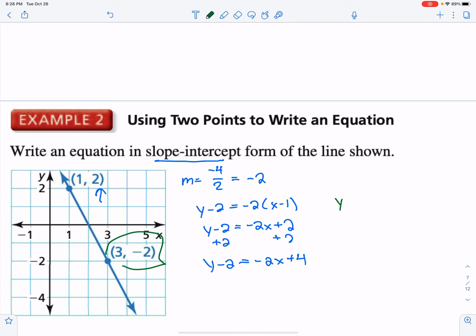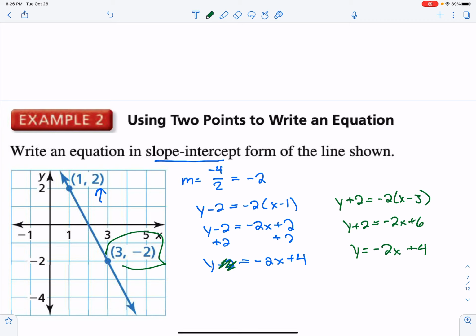I'm going to plug in the other point. So for this one, it would be y plus 2 equals negative 2 times a quantity x minus 3. When I distribute the negative 2, I get y plus 2 equals negative 2x plus 6. And then I subtract the 2 over. So y equals negative 2x plus 4. So we do get the same answer. It doesn't really matter what we have.